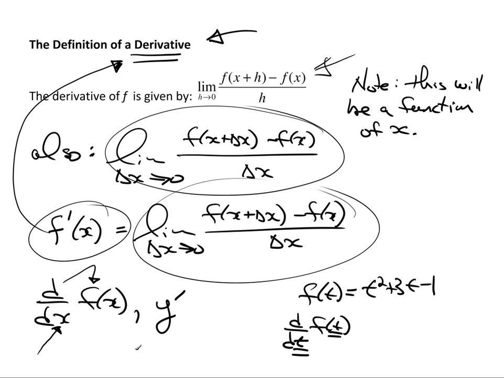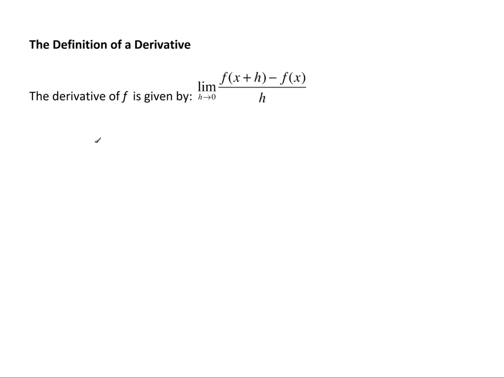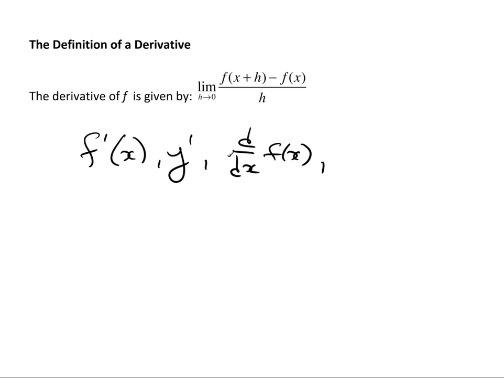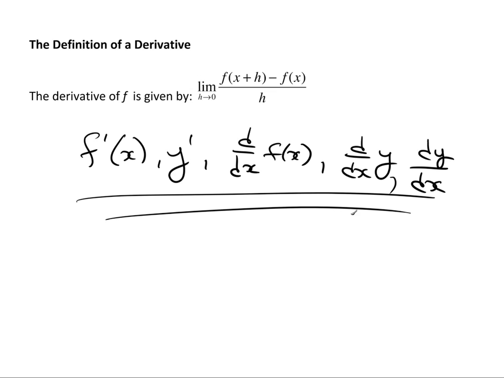So the three major notations, let me clean it up a little bit here. The three major notations that you'll see are f prime, or f prime of x, y prime, or d dx of f of x. Actually, I should say four notations because it's very common to also say d dx of y, which is really more often written as dy dx. Okay, 1, 2, 3, 4. I lied. There's actually 5 very, very common notations that you will see quite often. And they all say exactly the same thing.